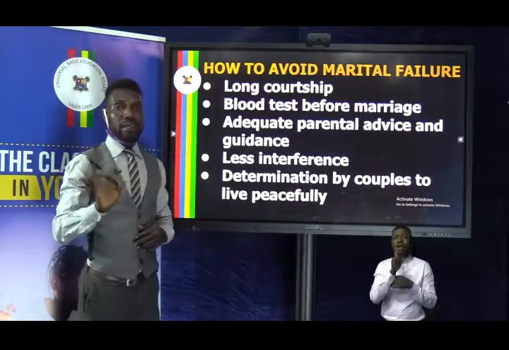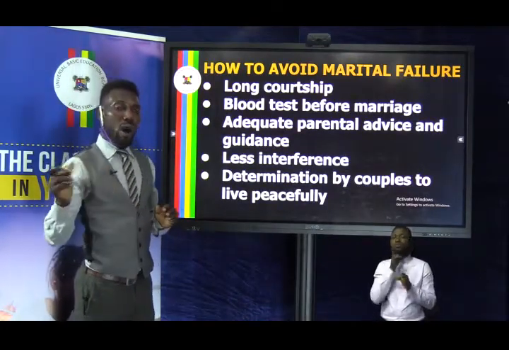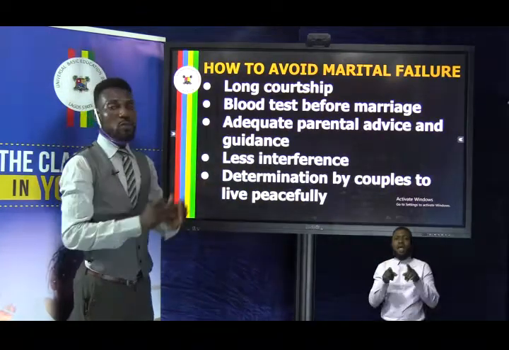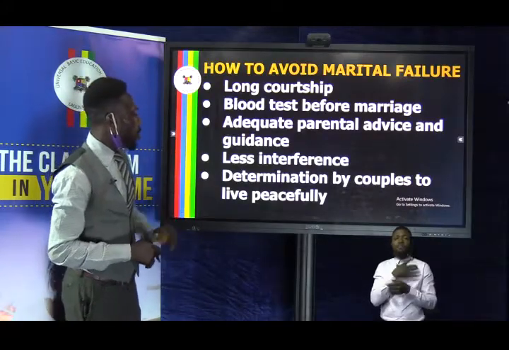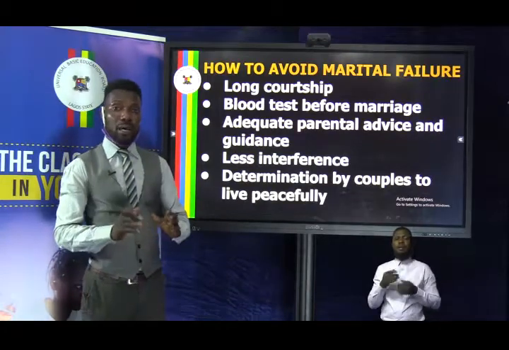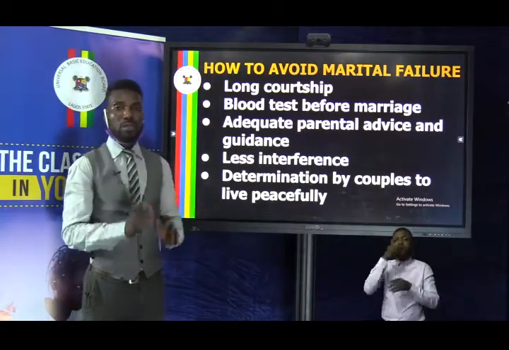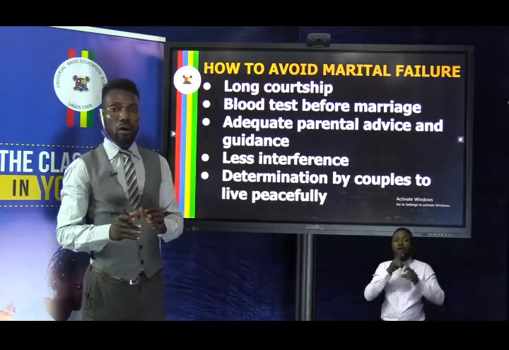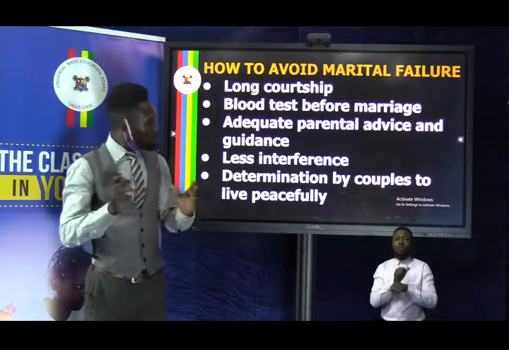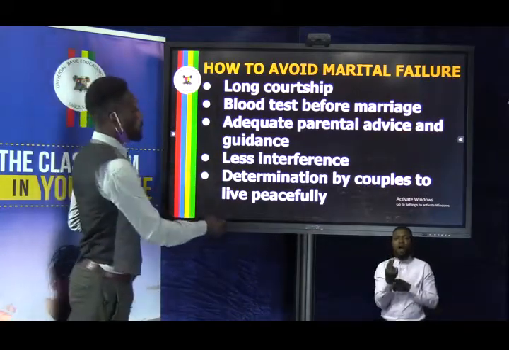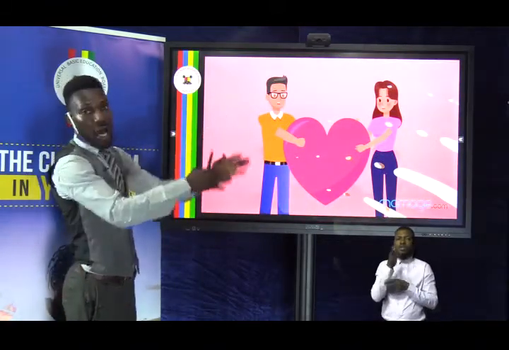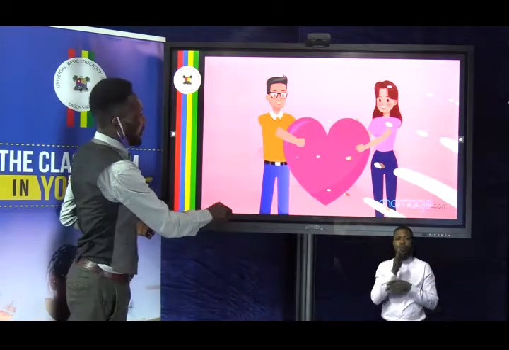Next is less interference. You do not allow outsiders to interfere in your own personal affairs as husband and wife. And I also have determination by couples to live happily. It's a matter of determination that this marriage must succeed. This marriage will not break up. Then they will need to tolerate each other and make it work. So that's determination by couples to live happily. You can see when the love is there, the house, the family will enjoy it.